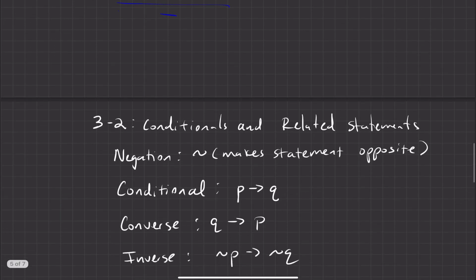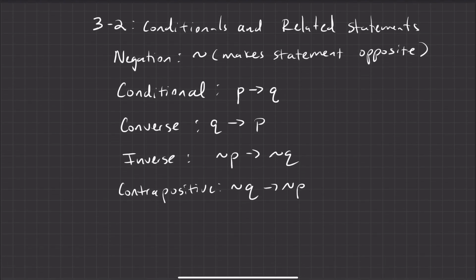All right. So in 3.2, the conditionals and the related statements. We talked about the negation, and the negation is this symbol here, the squiggly line. It makes the statement opposite. We also talked about the conditional, especially in 3.1. It means if P, then Q. And the converse of that statement is just these two swapped. It's if Q, then P.